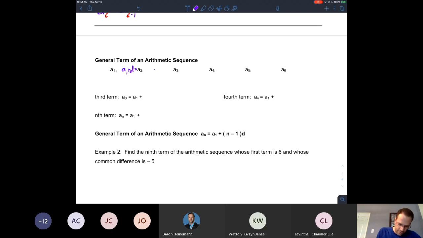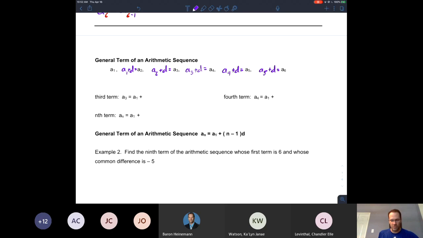And a sub 3 would be a sub 2 plus d. I take the term right before that and add d. And a sub 4 would be a sub 3 plus d, and so on. This would be a sub 4 plus the common difference. And this would be a sub 5 plus the common difference in order to get the sixth term. All right.